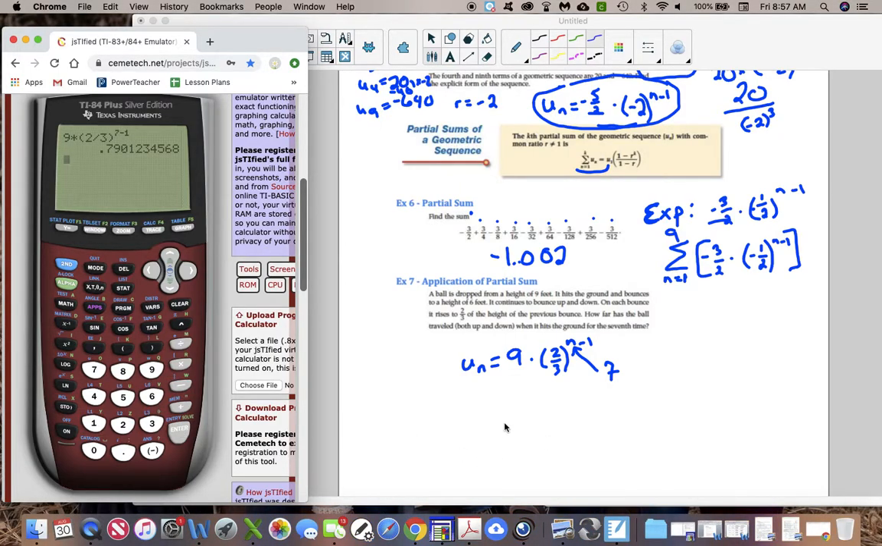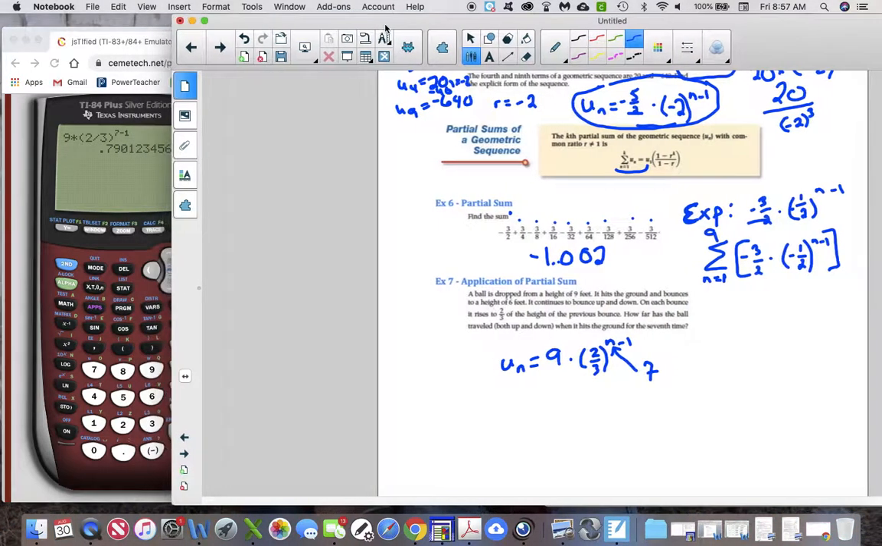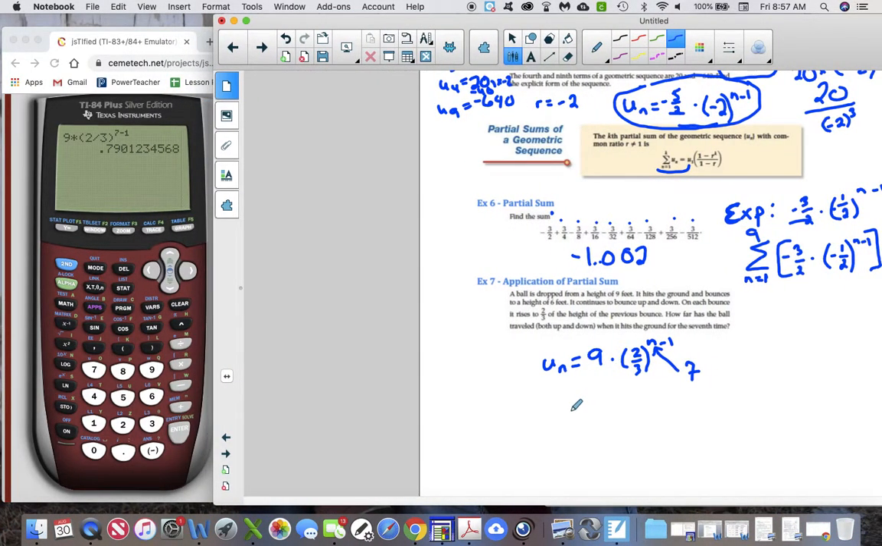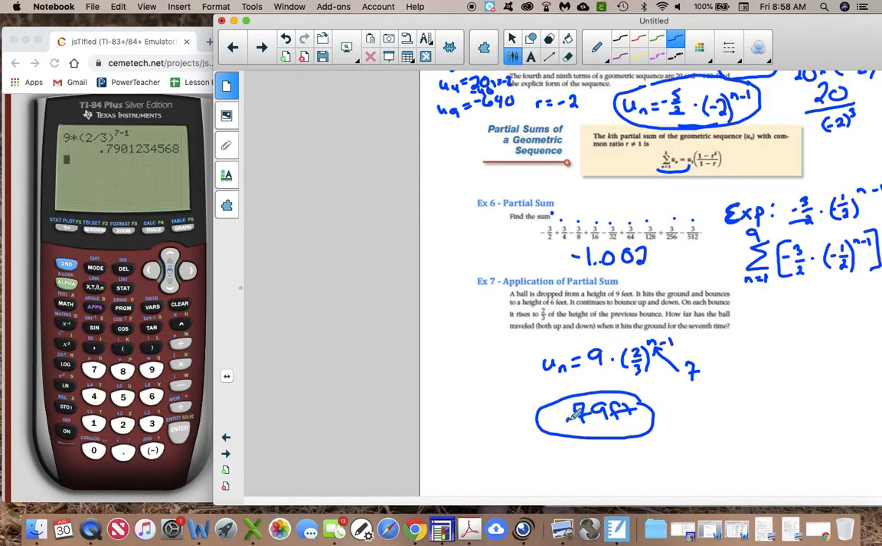Enter. It will be at a height of, I just covered it up. It will be at a height of 0.79 feet. That's how high it will be after the 7th bounce. And again, that's not taking into consideration probably air resistance or whatever else. That's just like gravity in the scenario of this problem, okay?